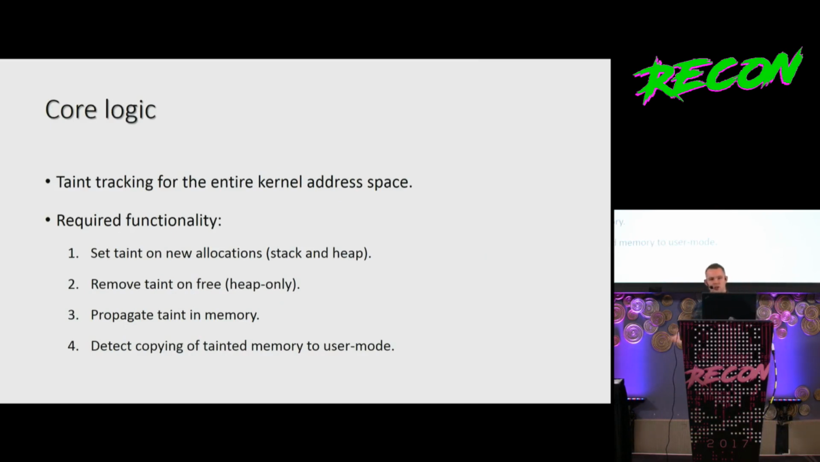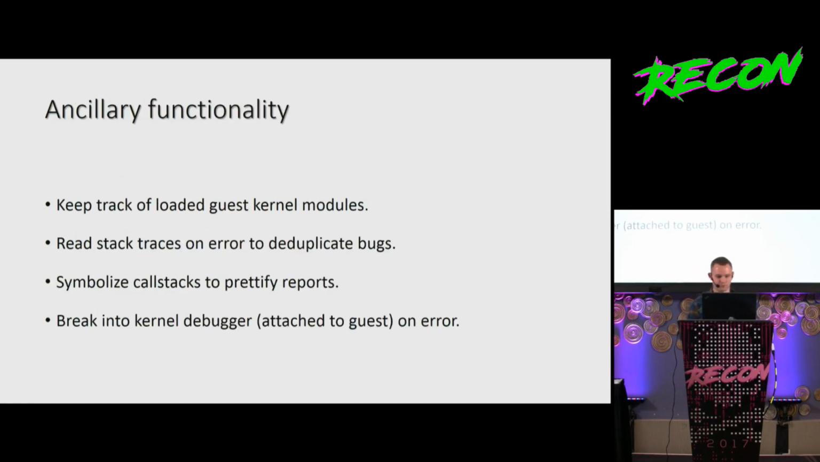The core logic of Bochspwn is basically just to have taint tracking for the entire kernel address space. For this, we have to be able to set taint on every new allocation that is going on, both on the stack and the heap, remove taint on the heap, of course, and propagate taint in memory once it is copied between two different regions. What's most important in all of this is detecting copying of tainted memory back to user mode.